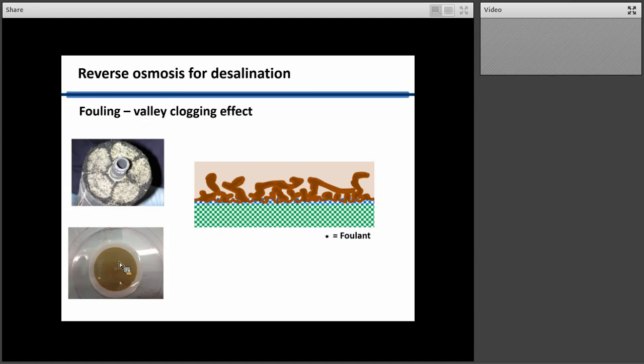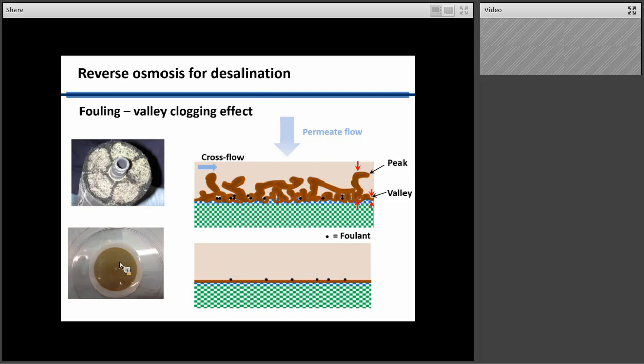So we can imagine you've got a rough surface here, and this is a cartoon of one of those rough, crumpled up films that I showed you. So it has the peak and valley structure. And then as we apply cross flow across the membrane, the permeate flow will be down to the surface of the membrane, and that will tend to carry the foulant down into the membrane. If we have a flat membrane, then we'll have cross flow going across the membrane, and the permeate will go down into the membrane. But you can see that if the foulant is on the surface of the smooth membrane, then we would expect that we'll have less fouling.